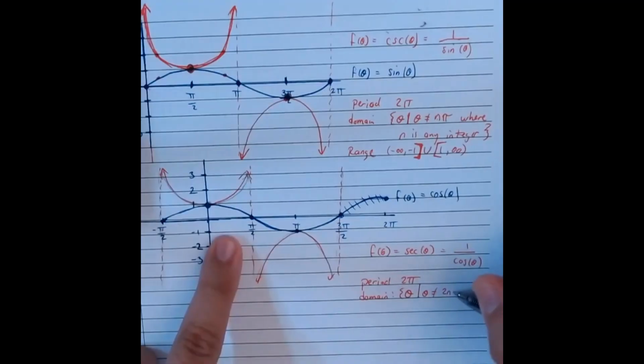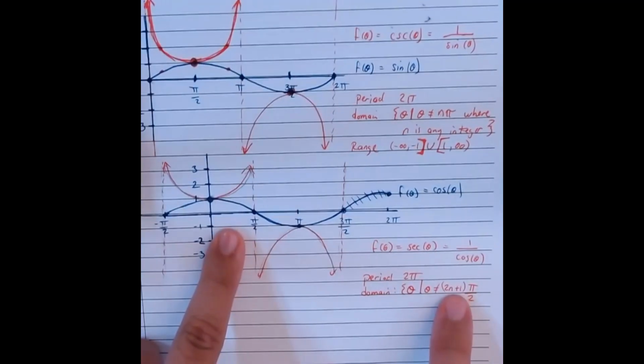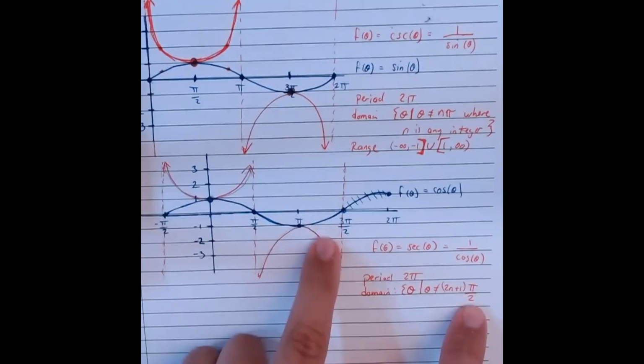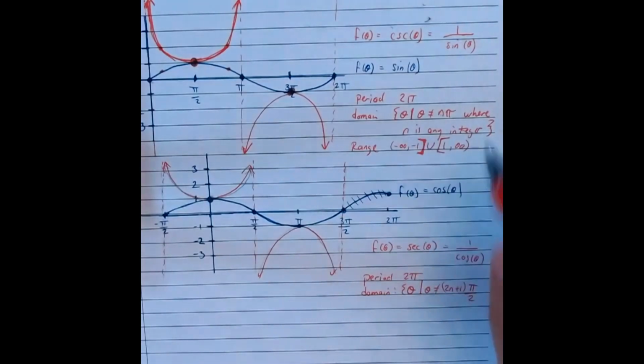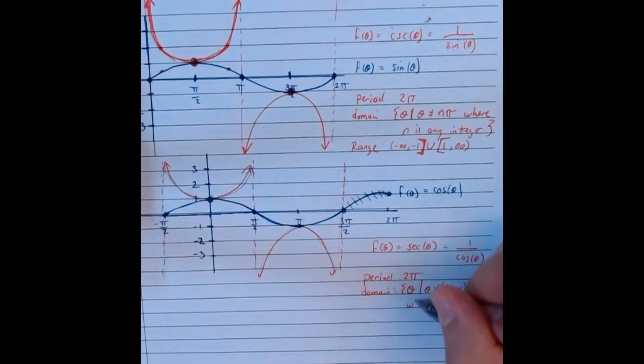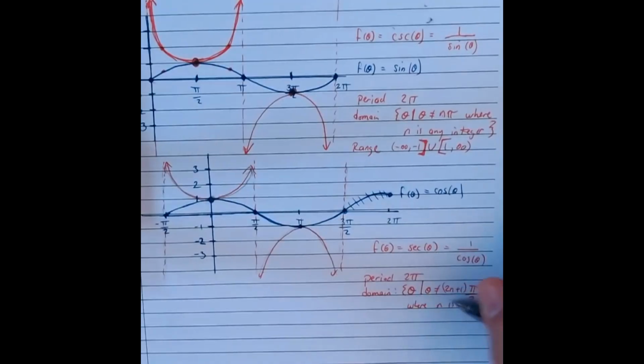So that would be (2n plus 1) pi over 2. Okay? That's a generic way of writing odd numbers. 2n is even. So adding 1 to an even number makes it odd. So this is a generic way of writing an odd number. So odd number times pi over 2. Yeah, 1 pi over 2, 3 pi over 2, 5 pi over 2, and so forth and so on. Where, again, n is any integer.